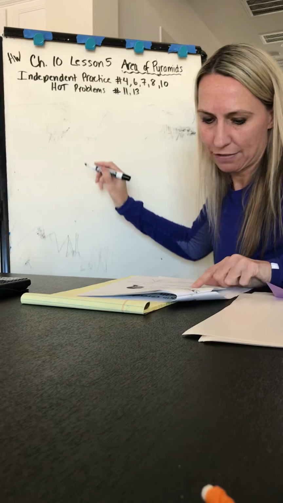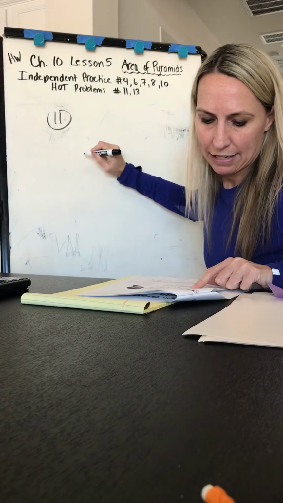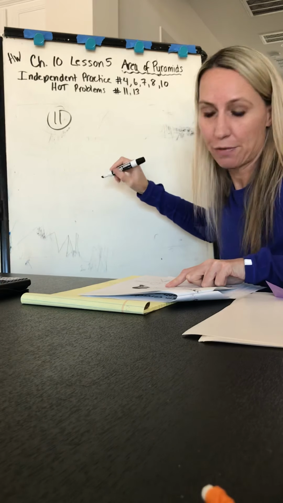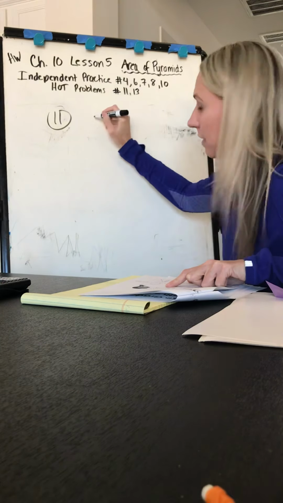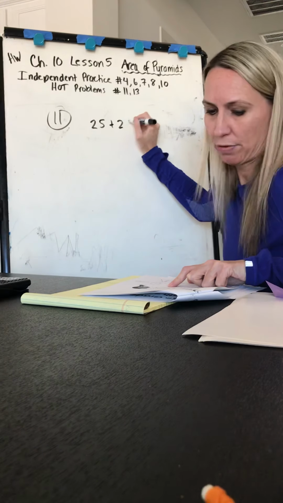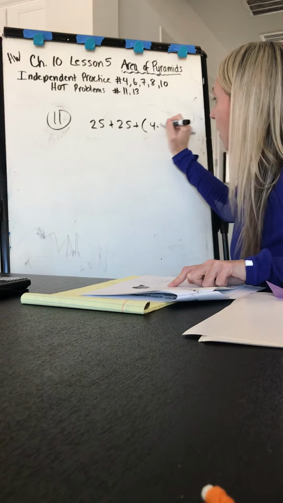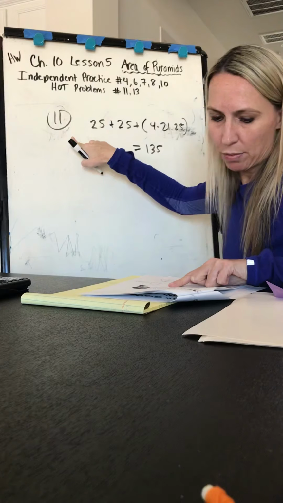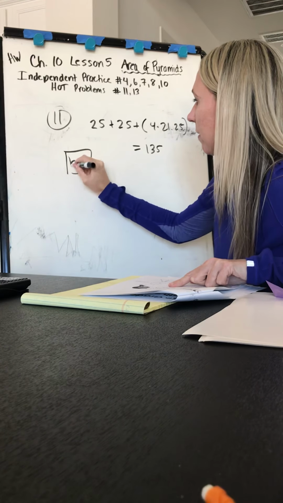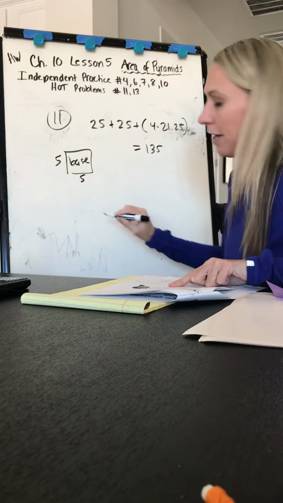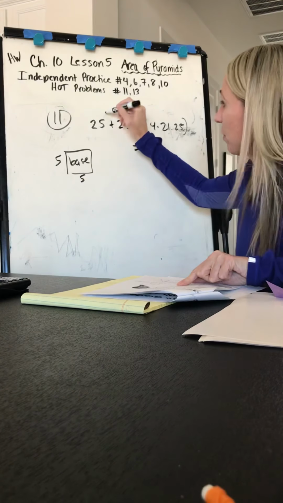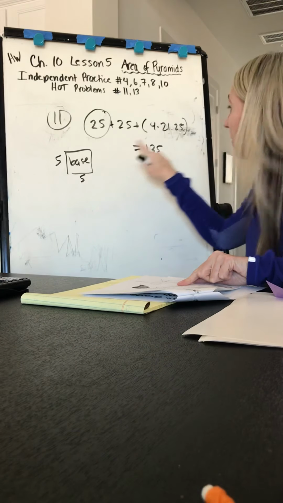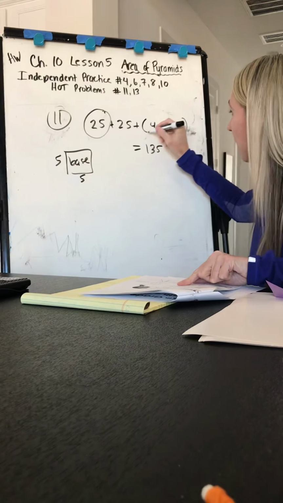Okay, 11 says, find the error. It says there's a square pyramid, okay, and it shows Pilar's finding the surface area of the pyramid shown. Find her mistake and correct it. So she wrote 25 plus 25 plus 4 times 21.25 equals 135. So what this was, it had a base here. This is 5 and this is 5. So the base would be 5 times 5, which is 25. And then there's 4 lateral faces, and then that was the area of the lateral faces. So this is actually correct too.